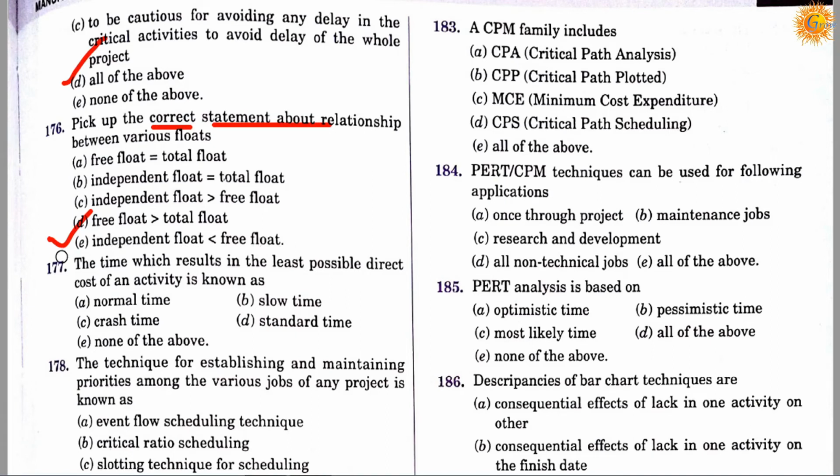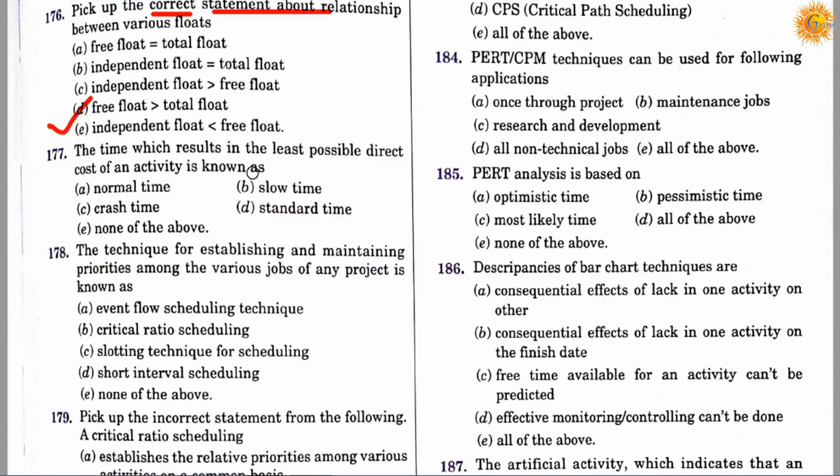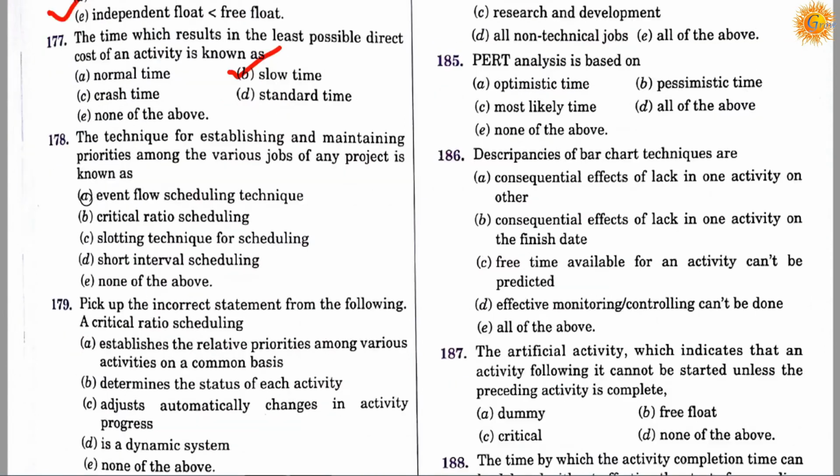Question number 177. The time which results in the least possible direct cost of any activities is known as: option A, normal time; option B, slow time; option C, crash time; option D, standard time; option E, none of the above. So correct answer is B. It's called slow time. Question number 178.